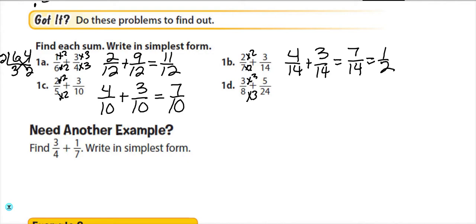So 3 times 3, which is 9. 8 times 3 is 24. And then we have 5 over 24.